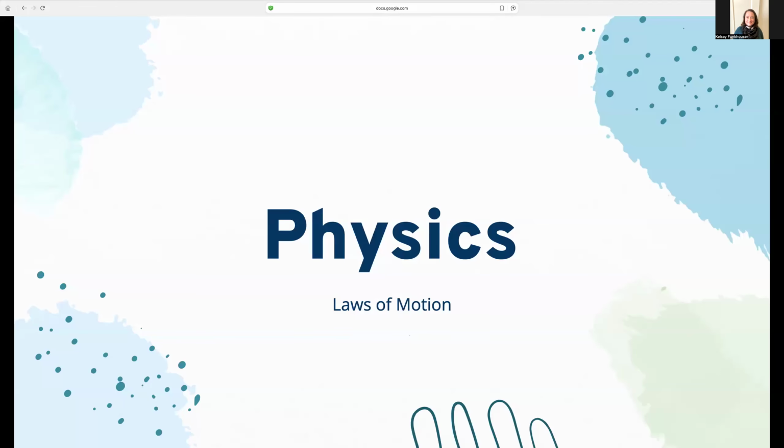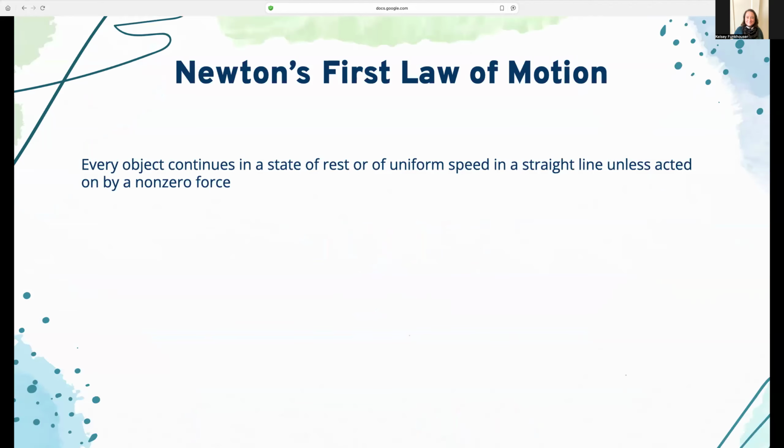Hello, let's talk about the laws of motion. So, first is Newton's first law of motion. I'll read the statement and then explain it a little bit more.